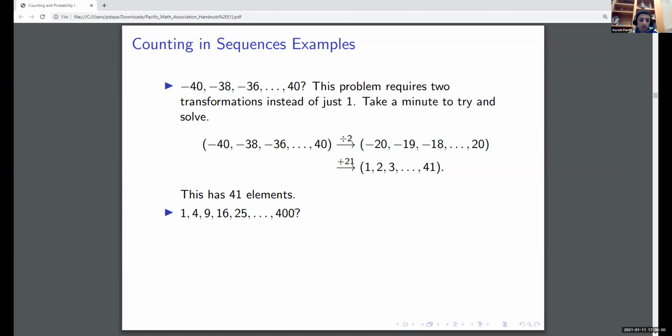All right, this next one: 1, 4, 9, 16, 25, up to 400. How many elements are there in that list?